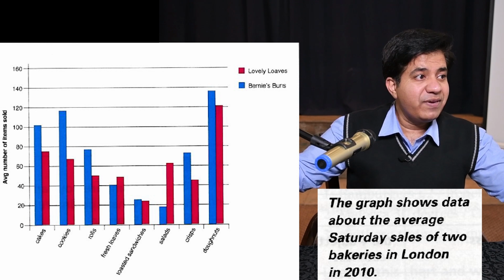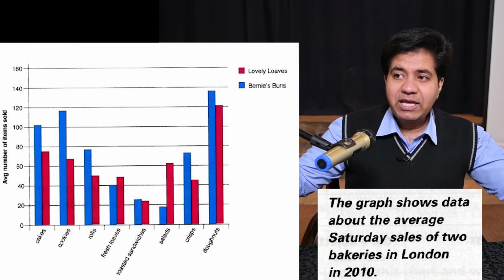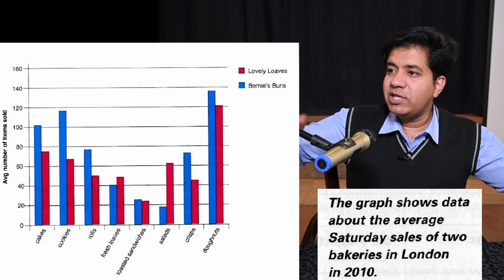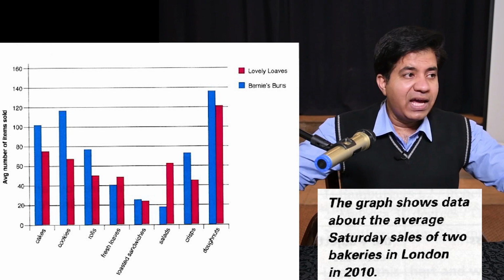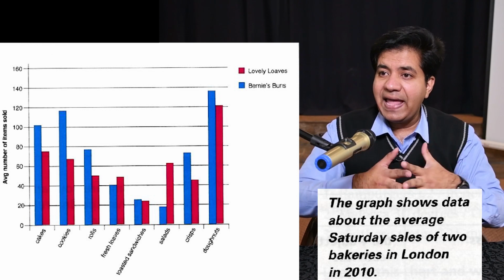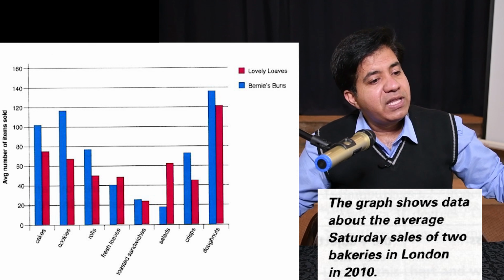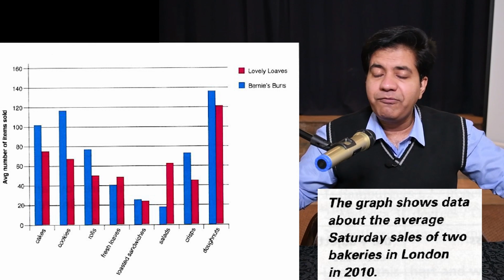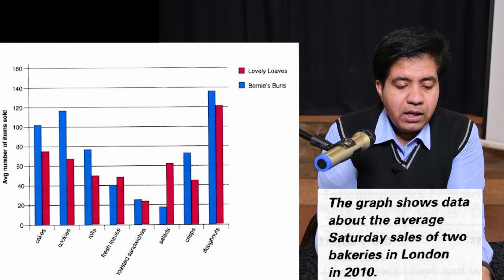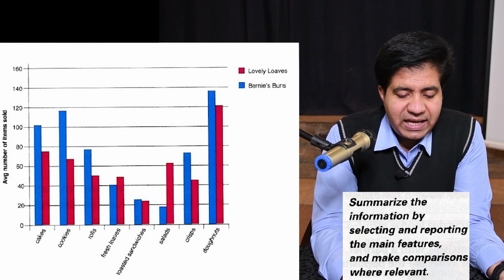Do you understand the difference? Time period. Like if I say 2010 as one unit and 2020 as another unit. But when I say from 2010 to 2020, that is a time period. Whenever there is the time period, we've got a graph with a trend. Okay. So, let's see. Summarize the information by selecting and reporting.